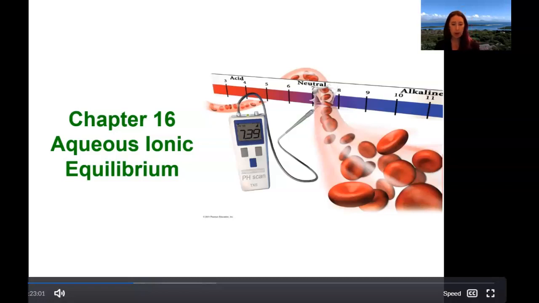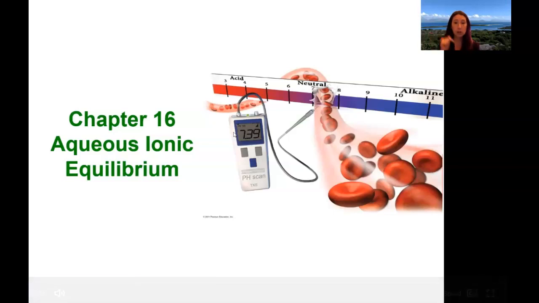Now we're going to talk about chapter 16, aqueous ionic equilibrium. So we're going to use our knowledge, what we've been doing with ice tables, and we're going to apply it to buffers. And so I think the best way to understand these buffers is, hold on one second.